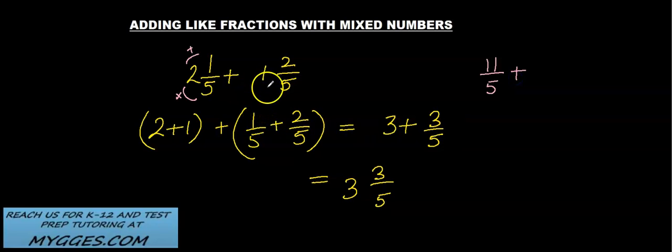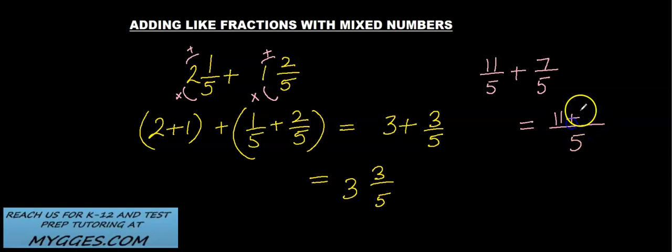Same way we can convert 1 and 2/5 to improper. So we do 5 times 1, 5, plus 2, that is 7. So that comes out to be 7/5. Now we have like fractions, so we have the same denominators. We just take that and add the numerators. So that would be equal to 18/5. And then we can convert that into a mixed number, and that is equal to 3 and 3/5.